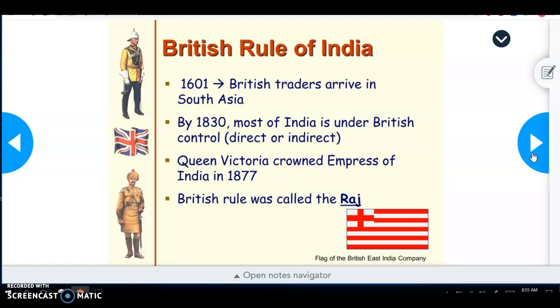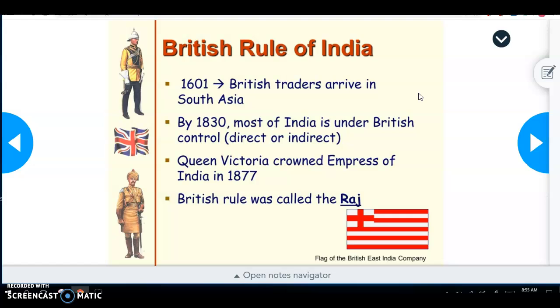In the 1600s, 1700s, 1800s, England made it a goal to colonize all around the world to gain resources and territories because that means that you have more power. So in 1601, British troops arrive in South Asia. By 1830, most of India is under British control.